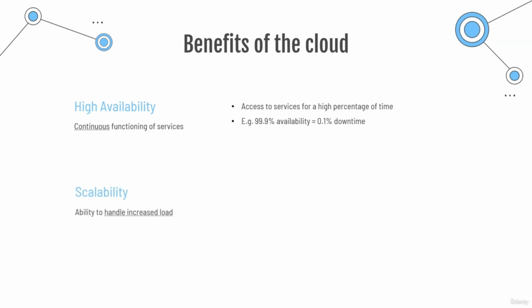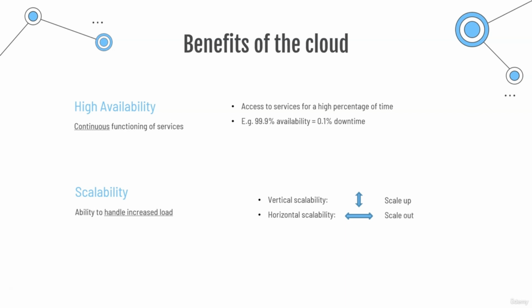Then we have scalability. This is the ability to handle increased load. So for example, if our company is growing, we are getting more and more users using the services, then we have the ability to scale up to increase the ability to handle this additional load. And we have to distinguish between vertical scalability and horizontal scalability. If we want to understand what that means, we can just think of the directions. So vertical is scaling up and horizontal, in the direction of the horizon, is scaling out.